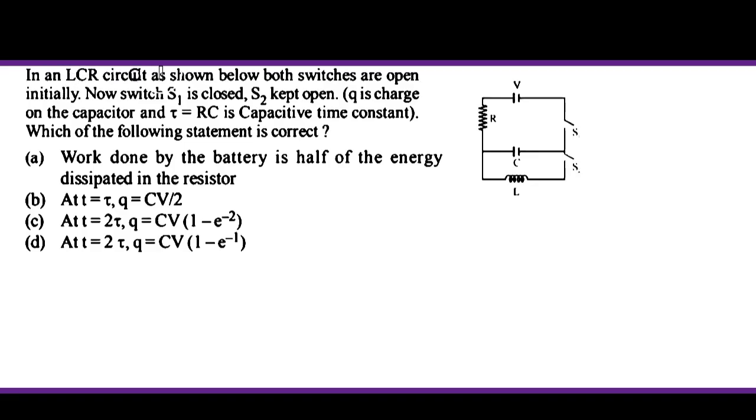Question is, in an LCR circuit as shown below, both the switches are open initially. Now the switch S1 is closed, S2 kept open, Q is the charge on the capacitor, and tau is equal to RC is the capacitive time constant. Which of the following statement is correct?